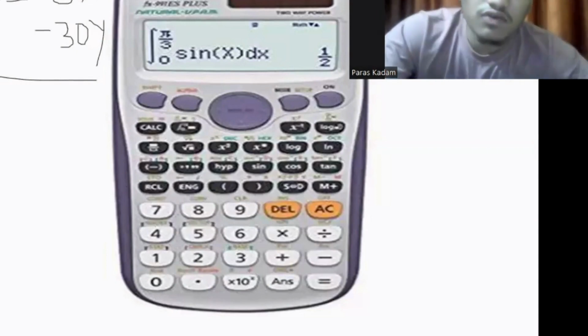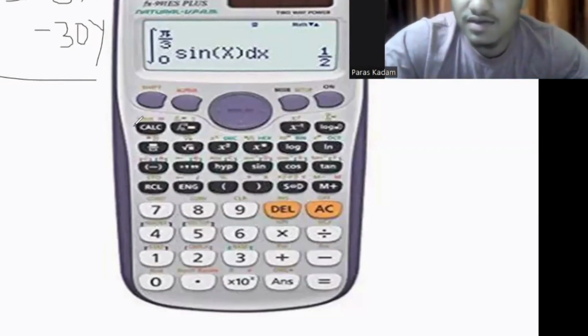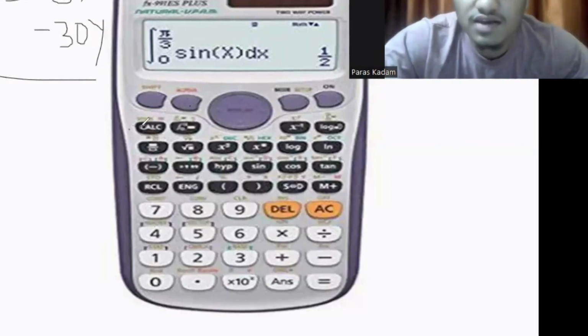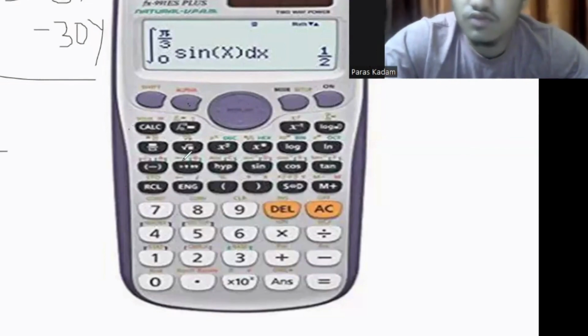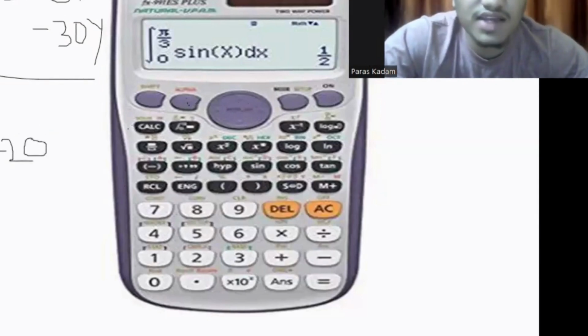First of all, for writing this equation, you have to press alpha and calc. After switching on your calculator, you have to press alpha and calc. On pressing alpha and calc, you will get an equal sign. So first press 0, because on the left hand side you are getting 0. Then press alpha and calc, and you will get an equal sign. Then type 20. After typing 20, you have to put x, right?